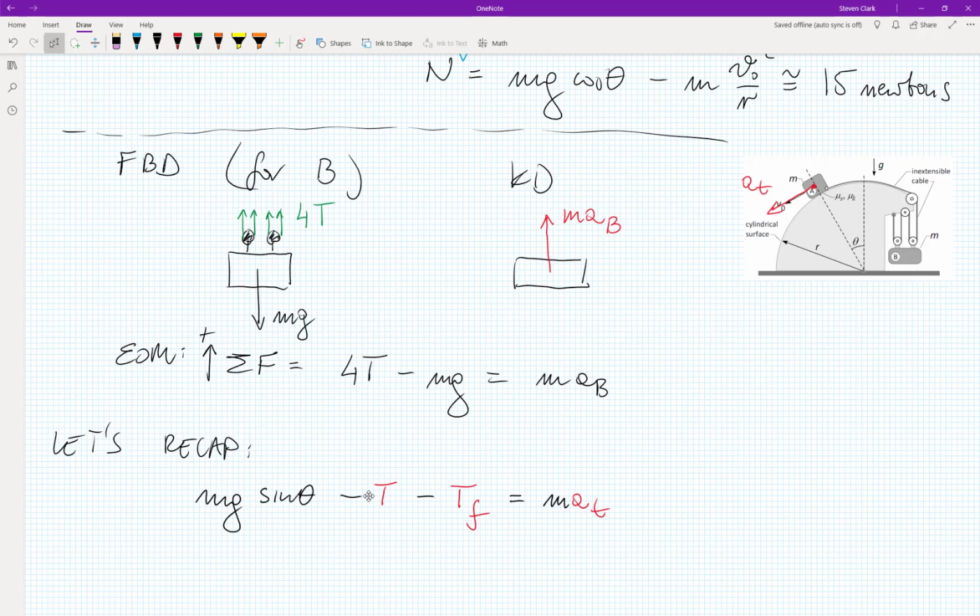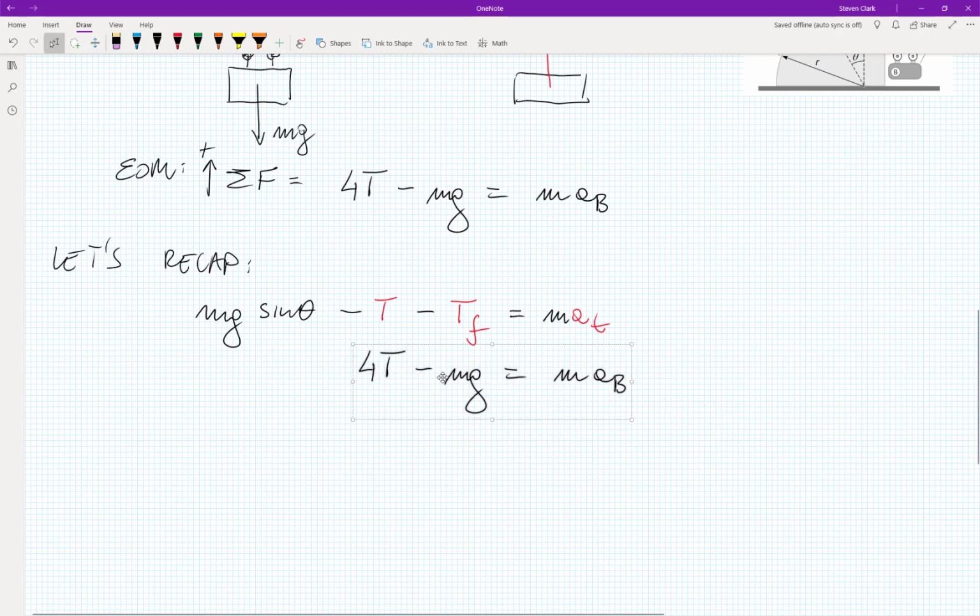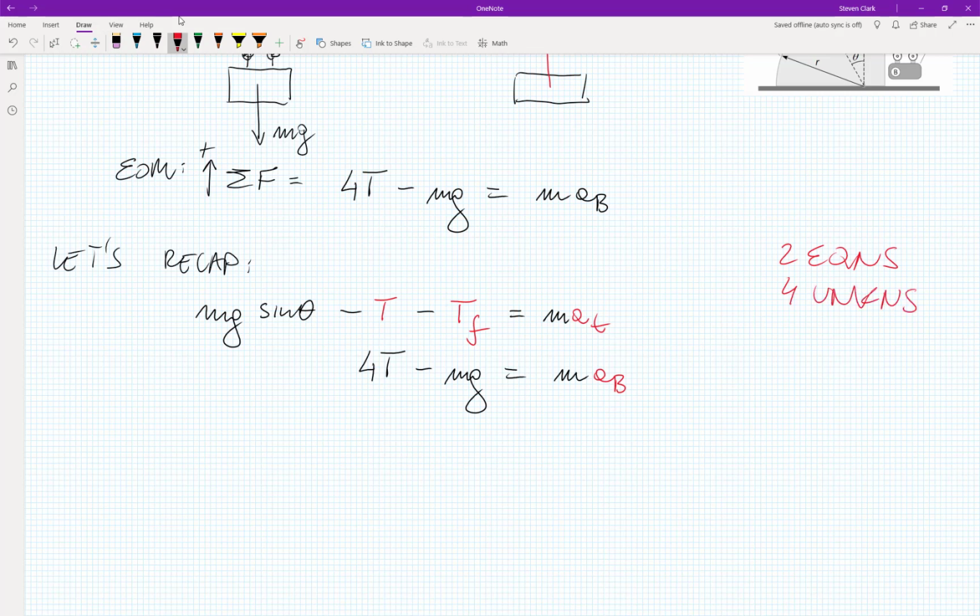So we have this equation with three unknowns, and we have this equation with how many unknowns? Unfortunately, we introduced one more equation with one additional unknown. So we have two equations and four unknowns. Not good. We need to find two more equations, right?